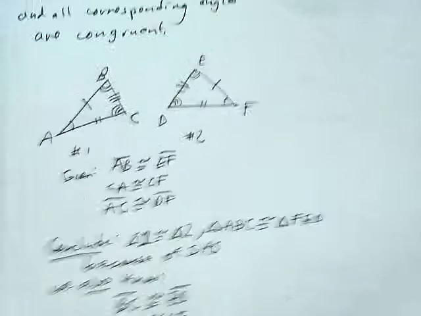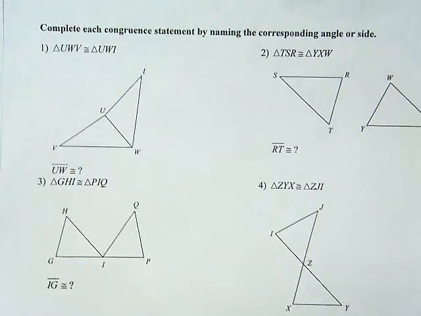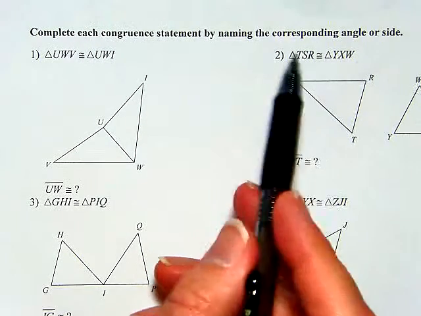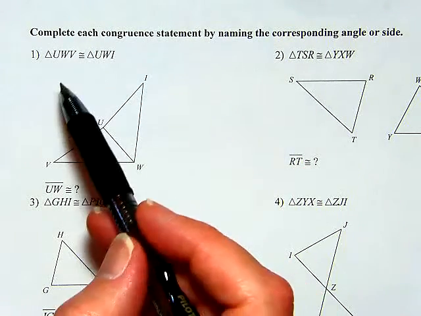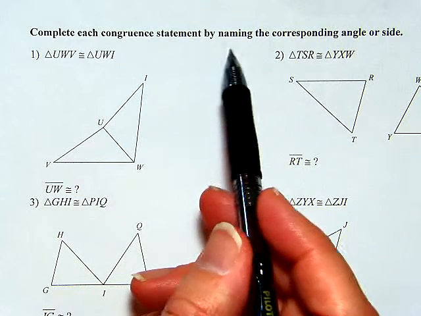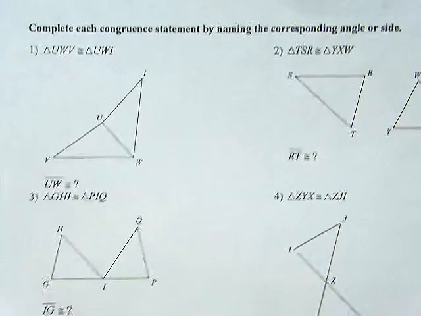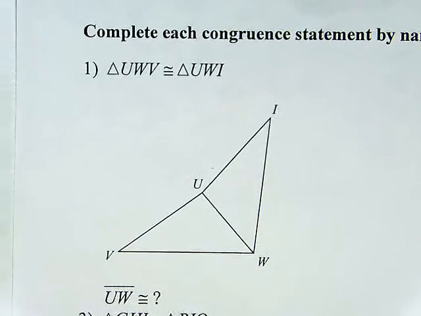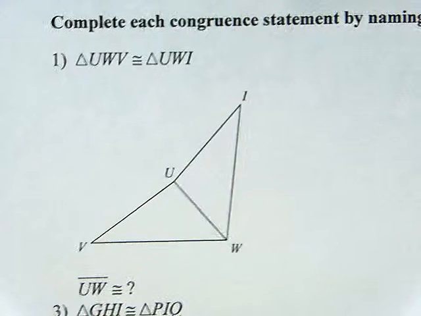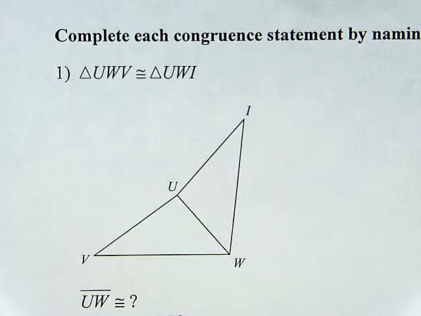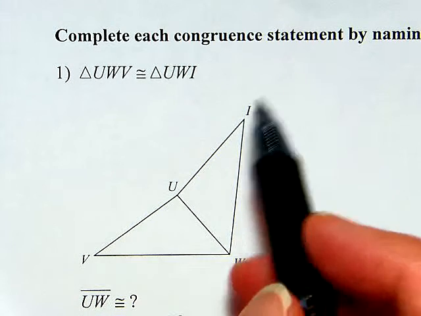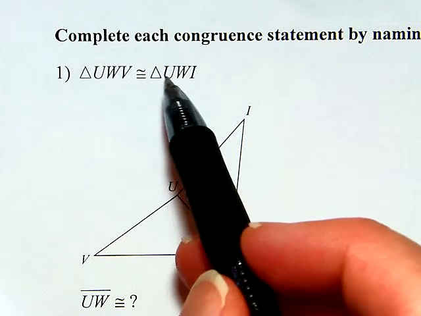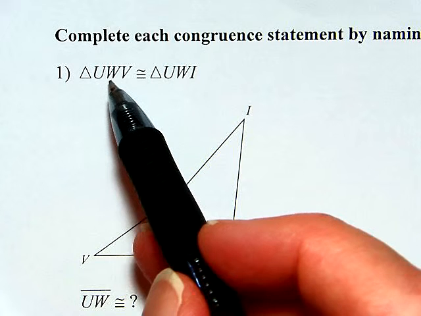So that notation is very helpful when it comes to solving problems that involve identifying the corresponding angle or side. So in these problems, we're supposed to complete each congruent statement by naming the corresponding angle or side. So let's go ahead and take a look at number 1. So you can see the two triangles here, and we're being told that in these two triangles, triangle UVW is congruent to triangle UWI. The notation itself tells us a lot about the corresponding parts.